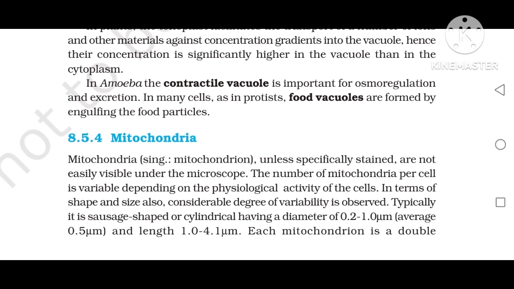Mitochondria. Mitochondria, singular mitochondrion, unless specifically stained, are not easily visible under the microscope. The number of mitochondria per cell is variable depending on the physiological activity of the cell. In terms of shape and size also, considerable variability is observed. Typically, it is sausage-shaped or cylindrical, having a diameter of 0.2 to 1 micrometer, average 0.5 micrometer, and length 1 to 4.1 micrometer.